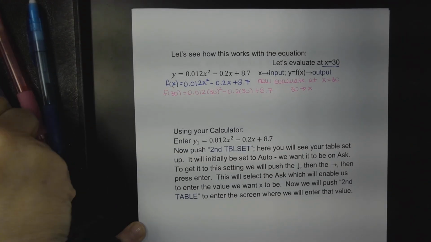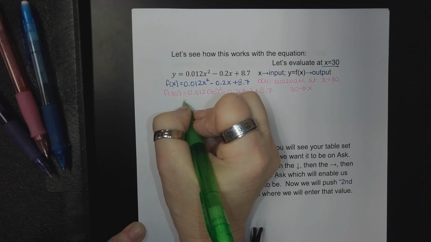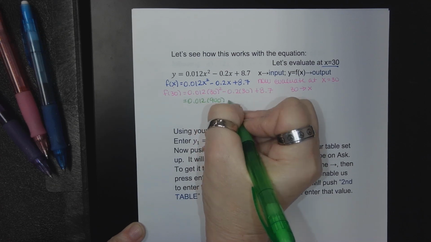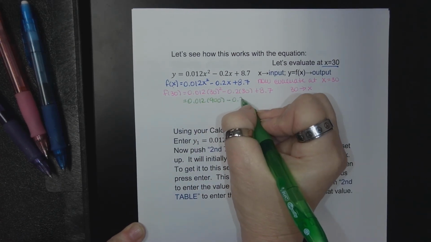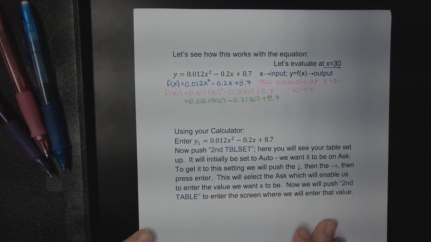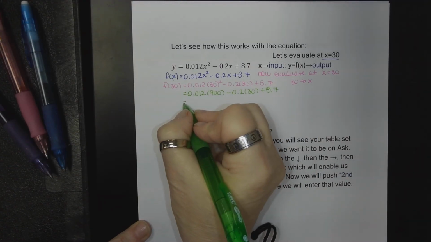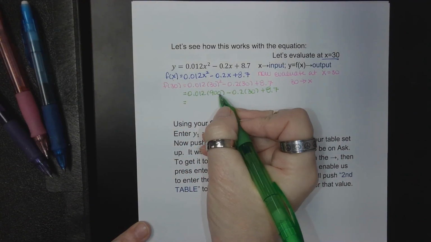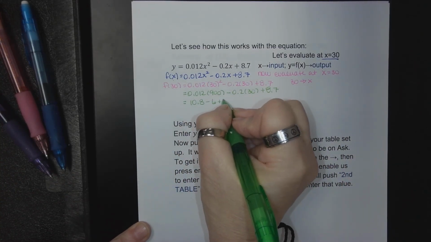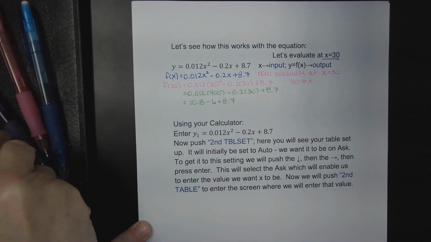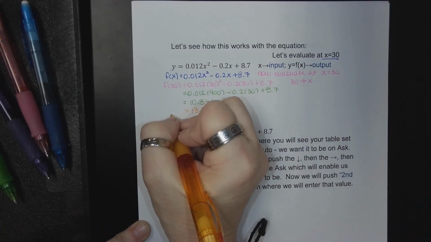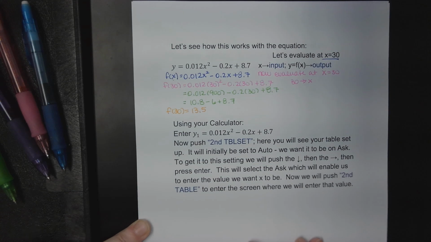So now let's just go ahead and work this out. 0.012, 30 squared is 900. I'm just going to write this out for notes. You can go ahead and do the math if you want to, but I'm note building, so we want to do every step so everybody has that if they need it. So 0.012 times 900 gives us 10.8, minus 6 plus 8.7. And then that is going to simplify down to 13.5. And that's what our f of 30 equals.